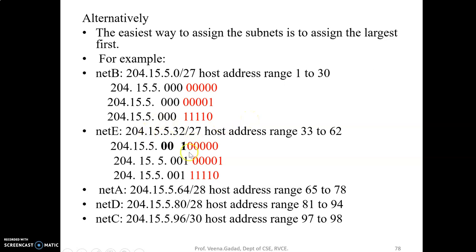Network E, here I need to make this bit as 1, 0, 0. Here if you observe, I've used 3 bits to represent the subnetwork and 5 bits to represent the host. So here I'll use one more bit from here. So this comes out to be 204.15.5.32, which will be the network address for this. And the last host address will be 204.15.5.62, right?